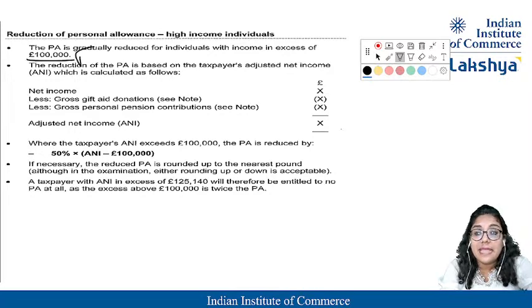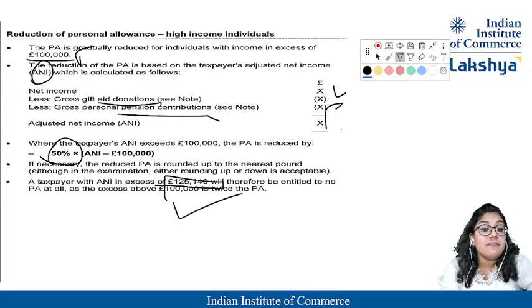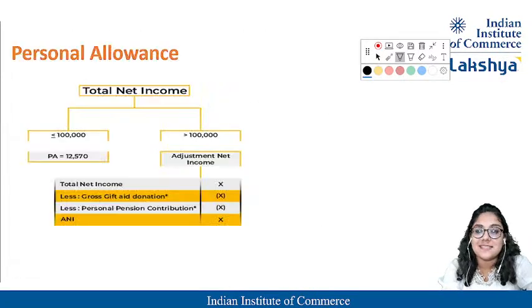Following: the personal allowance is reduced above 1 lakh. We get the ANI, adjusted net income. Net income minus gifts and donations, pensions. We get the value; 50% is disallowed, the remaining is allowed. In excess of 125,140, if our income is more than 125,140, no personal allowance. I think everybody can now relate these things.